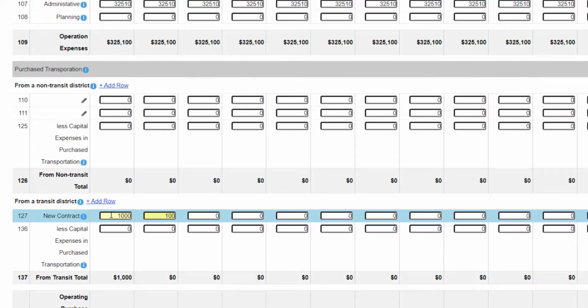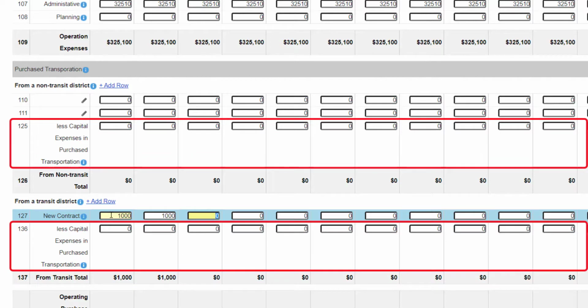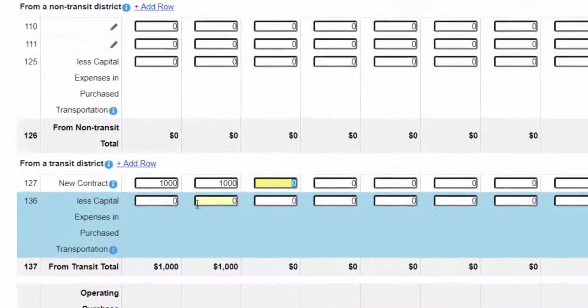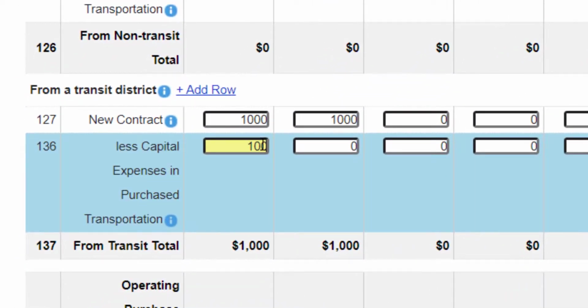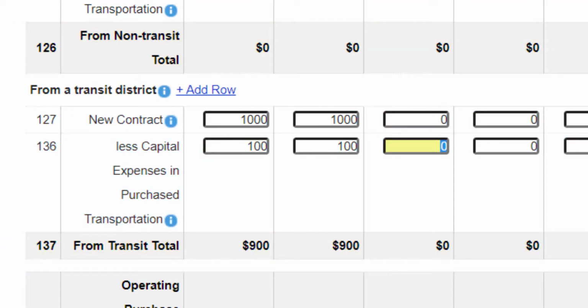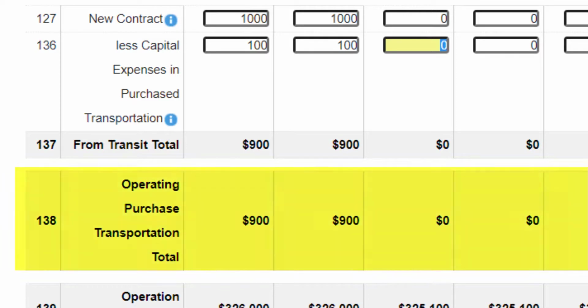save in the worksheet. The capital portion of the contracts should be entered in the less capital expenses and purchase transportation rows in each subsection. The capital portion percentage is determined by either the contract terms or types of services provided by the contractor. The capital portion should be entered as a positive numeric amount for the total portions from all purchase transportation contracts. The worksheet will subtract this amount from the contract row's sum to calculate the operating purchase transportation total.